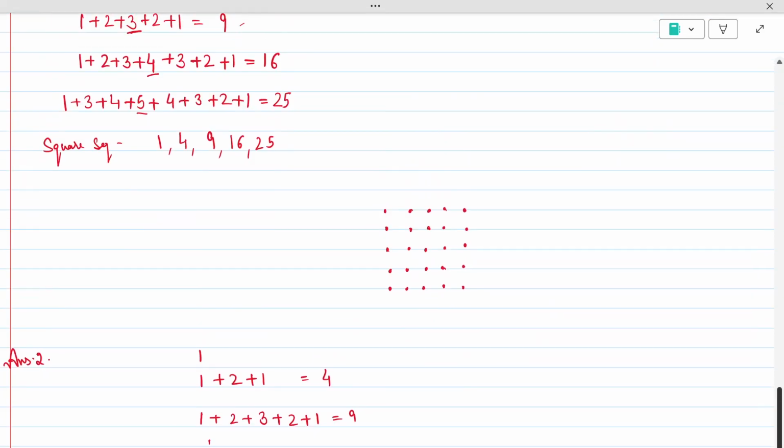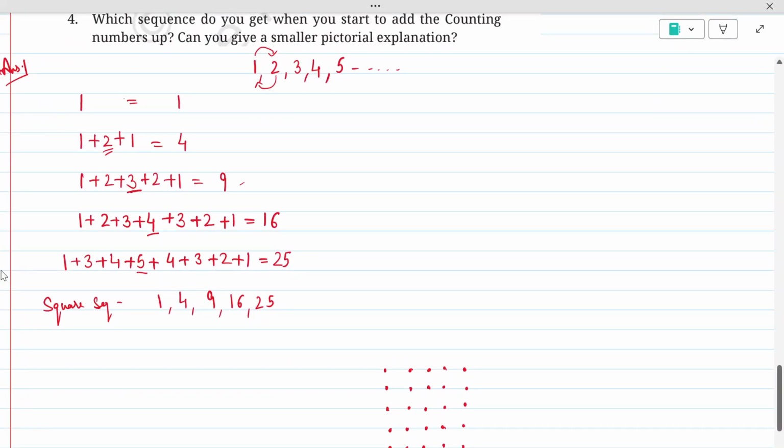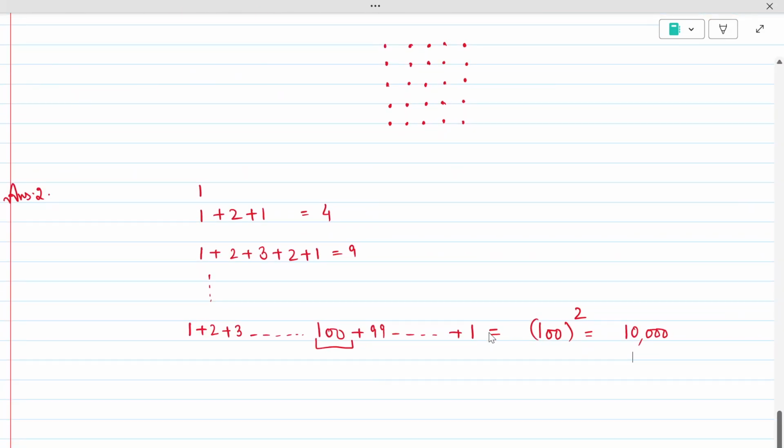What I'm trying to say here is that if we observe this pattern, whatever answer I'm getting in the sequence, it is the square of the middle term. Here the middle term was 2, I got 4. For 3, I got 9. For 4, I got 16. For 5, I'm getting 25. Similarly, if I extend it till 100 and it goes down, the middle number will be 100 and we will get a square of 100, which is 10,000 here.